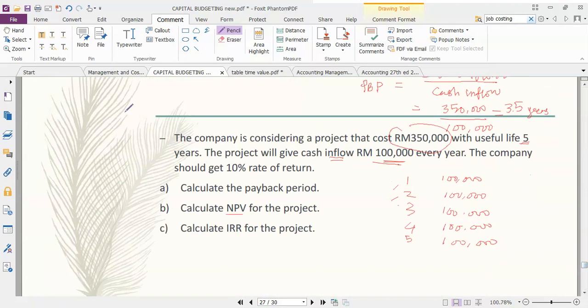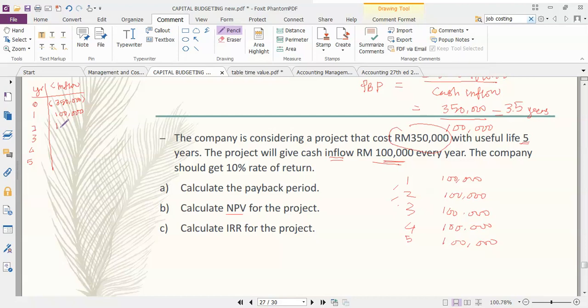Okay, net present value. First thing first, you kena buka dulu lah years 1. Macam ni Year 1, 0 dulu. 1, 2, 3, 4, 5. Lepas tu, cash inflow dia. Okay, the first one is 350. Okay, year 1 dia 100,000.